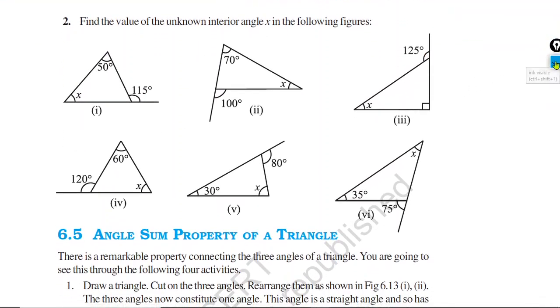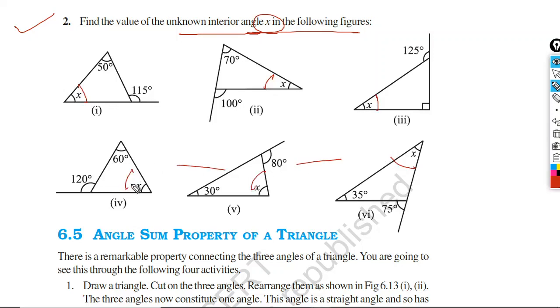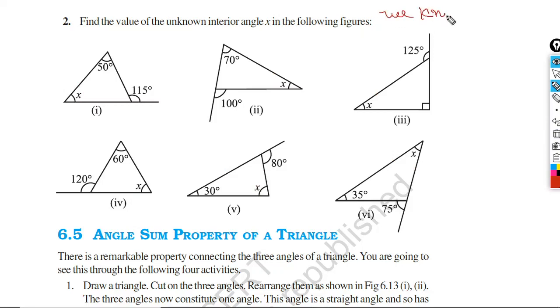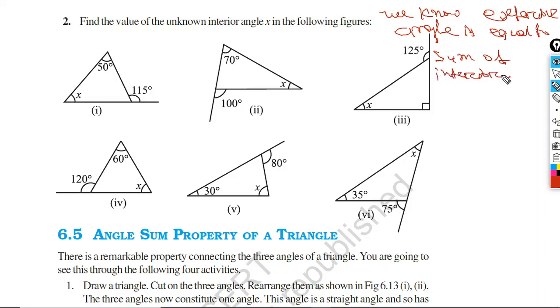This is a short exercise. This is the last question. Here, find the value of the unknown interior angle X in the following figure. So see, in all the figures, X is the interior angle and it is not known to us. Okay, so let's try. First you will write, we know the exterior angle is equal to the sum of interior opposite angles.